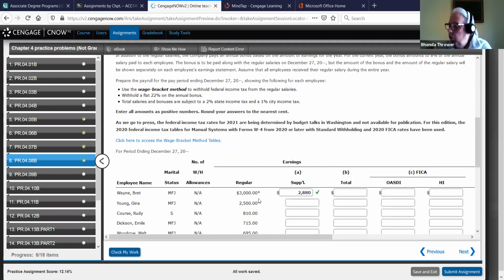So the 3,000 multiplied by 12 is 36,000. And then if you added the bonus to that, you wouldn't come anywhere near the ceiling for OASDI. But what they want you to find is the total here. So you're going to add these two together. It's 5,880.